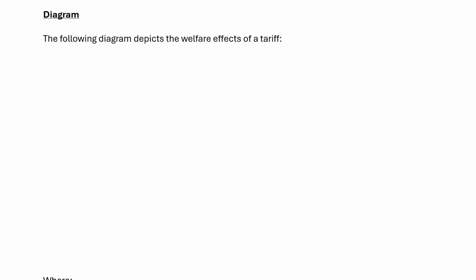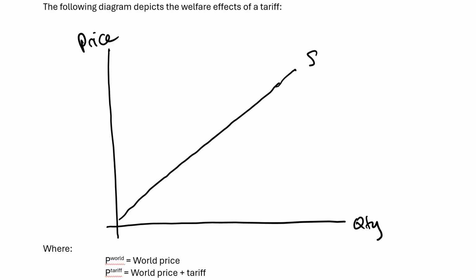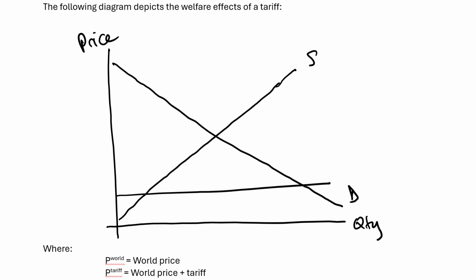Okay, so I'm going to start by drawing a tariff diagram. So here we've got price and quantity as usual. Let's say we've got some sort of supply curve. That's a domestic supply curve. And we have some kind of domestic demand curve for whatever this thing is. Then we have the world price. We'll call this PW.